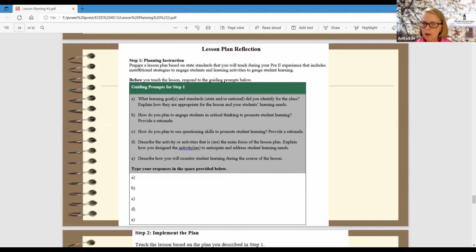The first step on these is planning instruction, and you can just fill in the blank because I put them in Microsoft Word. Come down here and fill in what learning goal and standards you identified for the class. So you're going to put in your major objective and the 2 minor objectives. Then, how do you plan to engage students in critical thinking and student learning? Provide a rationale. When people say provide a rationale, you always give a because.